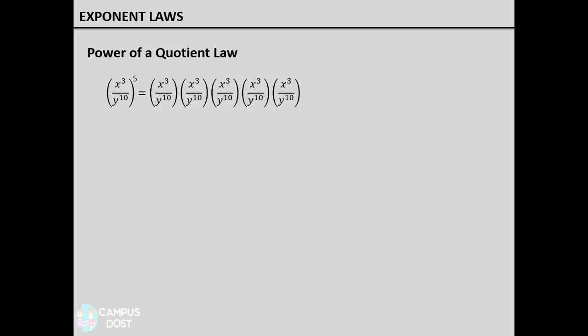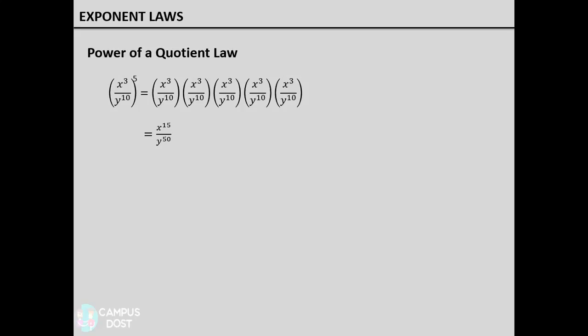Now, the next law is similar to the last one. To set up the power of a quotient law, please consider the following example. Now, one way to simplify this is to first rewrite it as follows. When we multiply all of the numerator, we get x to the power 15, and when we multiply all of the denominator, we get y to the power 50. Notice that when we take the outside exponent 5 and multiply by the inside exponents, we get the new exponents. So, we can generalize this result as follows.